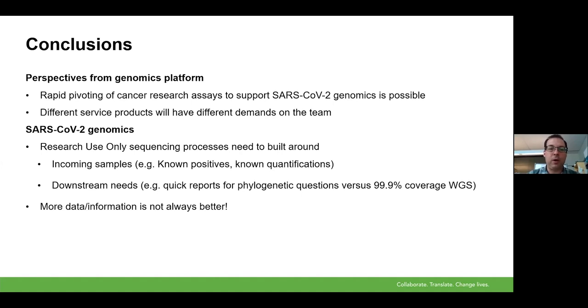And then also, being a data production platform, we always kind of joke and say that we'll sequence as much as you want. But actually, some of the results that we've learned from our foray into COVID genomics is that more data and more information at the sequencing level is not always better, and actually can complicate things a lot of times, as you run into changes in the process that the additional data seems to flag as problems.